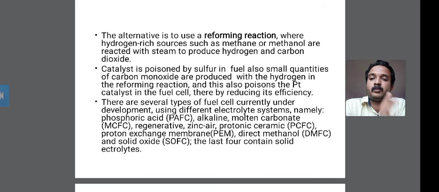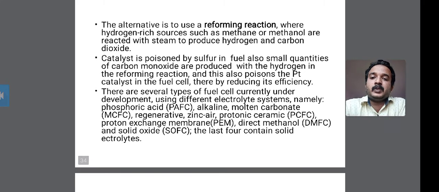You have to know about methane. Carbon valence is 4, therefore it contains 4 hydrogen, and it is the highest hydrogen resource. Methane is reacted with steam to produce hydrogen and carbon dioxide.